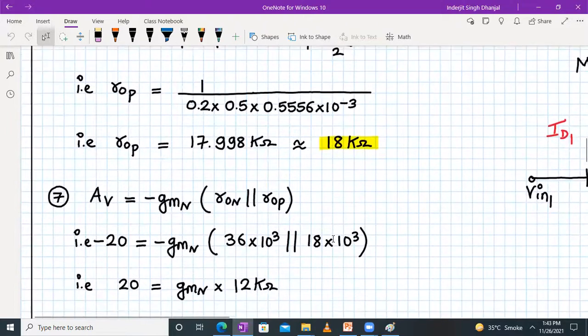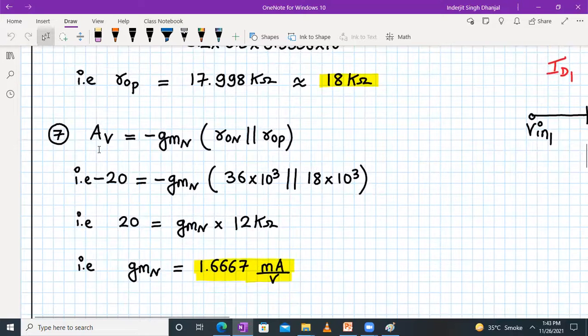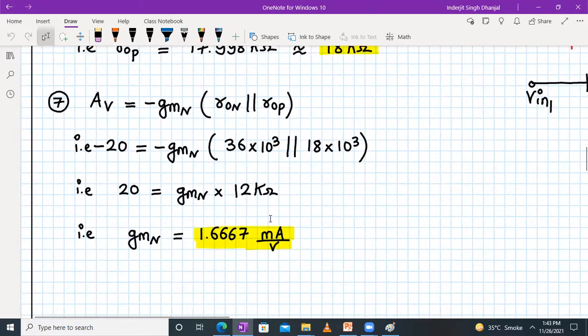Now let us write the formula for the gain again. From here we'll calculate the value of GMN. So formula for the gain for this OTA will be minus GMN into RON parallel to ROP. Now AV is minus 20. We have to calculate GMN. RON is 36 kilo ohm. ROP we calculated as 18 kilo ohm. So the resultant of 36 kilo ohm and 18 kilo ohm will be 12 kilo ohm. So GMN will be 20 divided by 12 kilo ohm. That will be 1.6667 milliampere per volt.